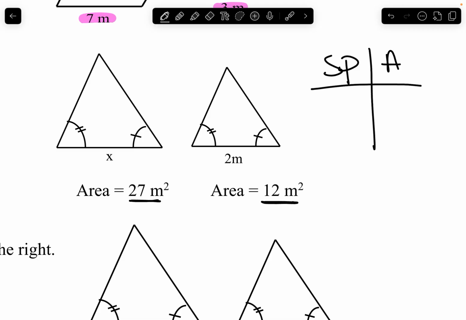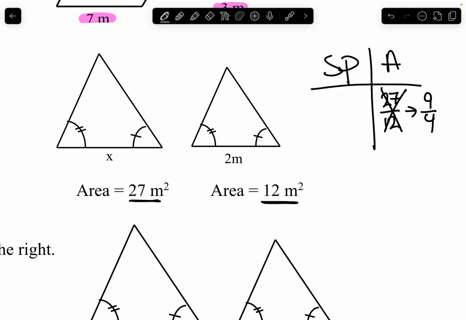So what I need to do is set up my SPA chart with the area column first because that's what I was given. From here, we need to simplify this. So I would just use my calculator. 27 divided by 12 is going to get me 9 over 4. So the area ratio is 9 over 4.